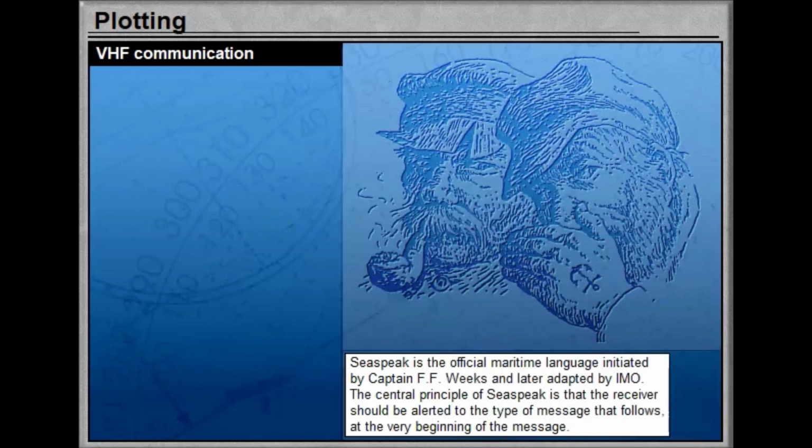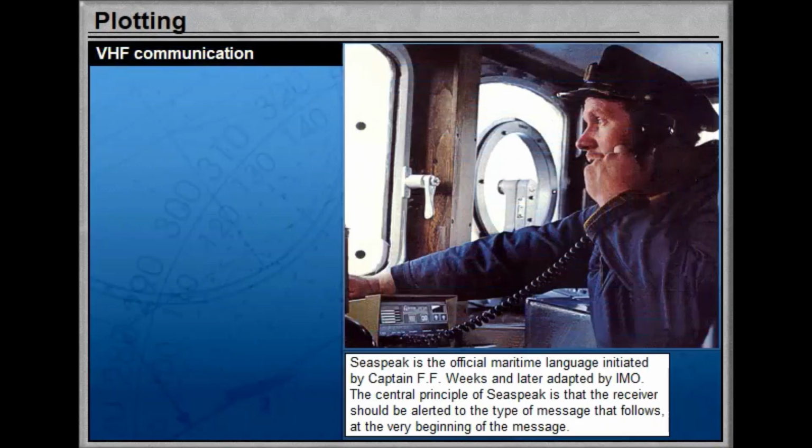The central principle of Sea Speak is that the receiver should be alerted to the type of message that follows at the very beginning of the message. This aim is achieved by the use of message markers. Sea Speak uses the following message markers.